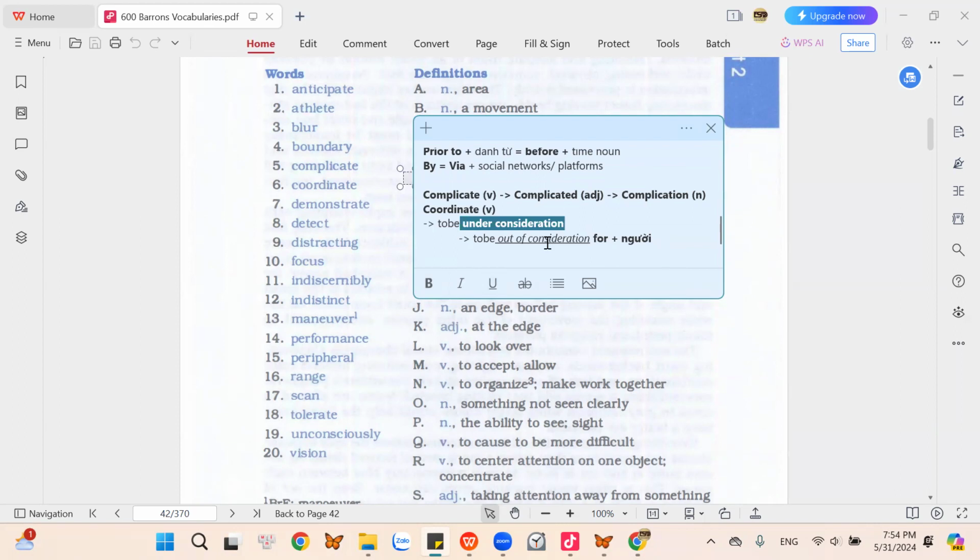Under consideration means you think about something. Out of consideration means you stop thinking about something. Those are the choices for you to replace your old English. We shouldn't say, oh, today I don't think about you. It sounds so easy, right? Today you are out of consideration for me. Okay, so that is it, right?